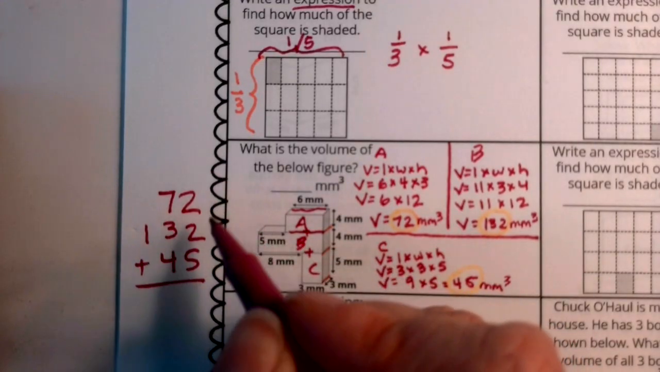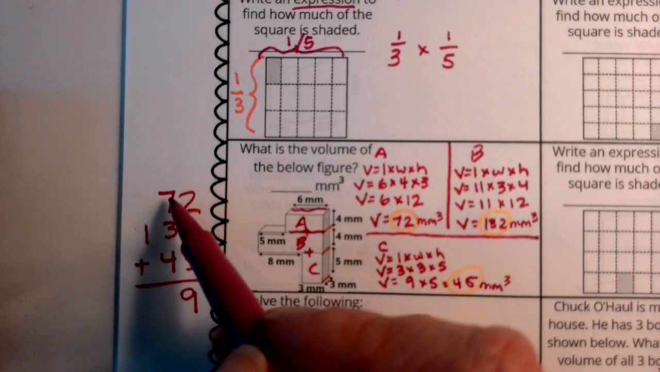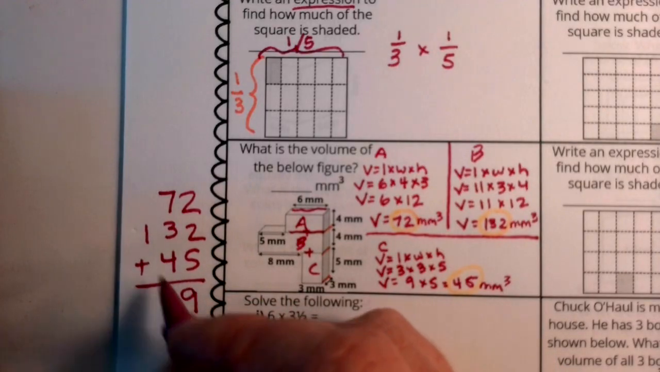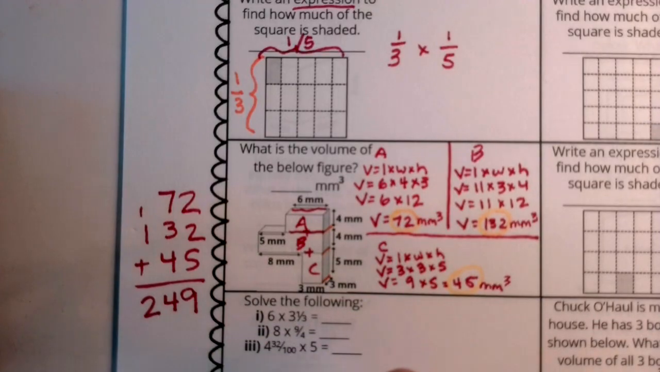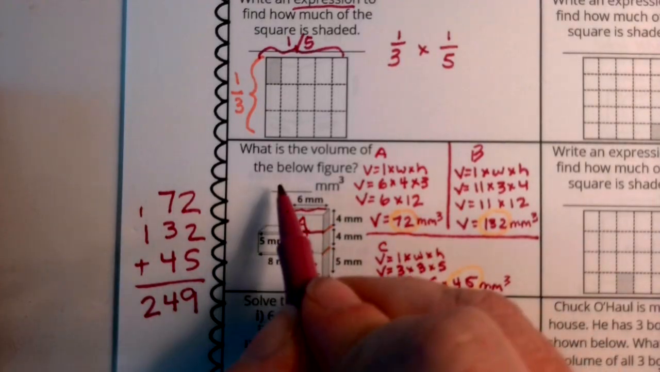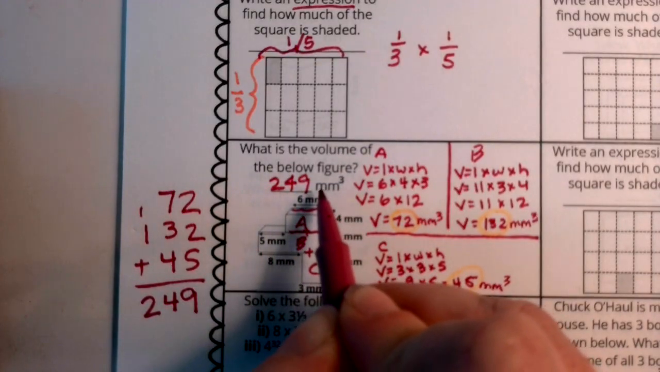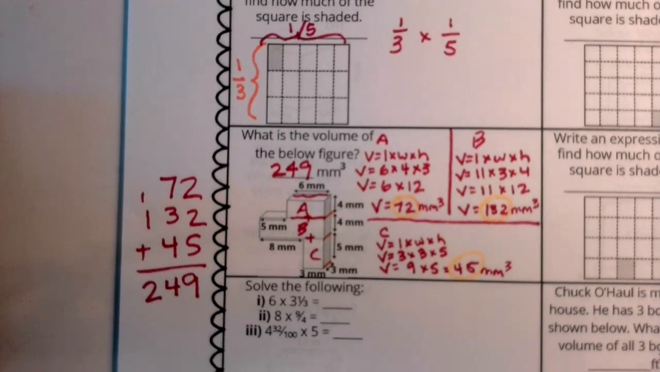Let's add the ones places. 2 plus 2 plus 5. That will be 9. 7 plus 3 gives us a 10. 4 more is a 14. Here's my 4. Carry a 1. 1 plus 1 is 2. So now I have my answer. I know that in all, the volume of this shape is going to be 249 millimeters cubed. What a great volume question.